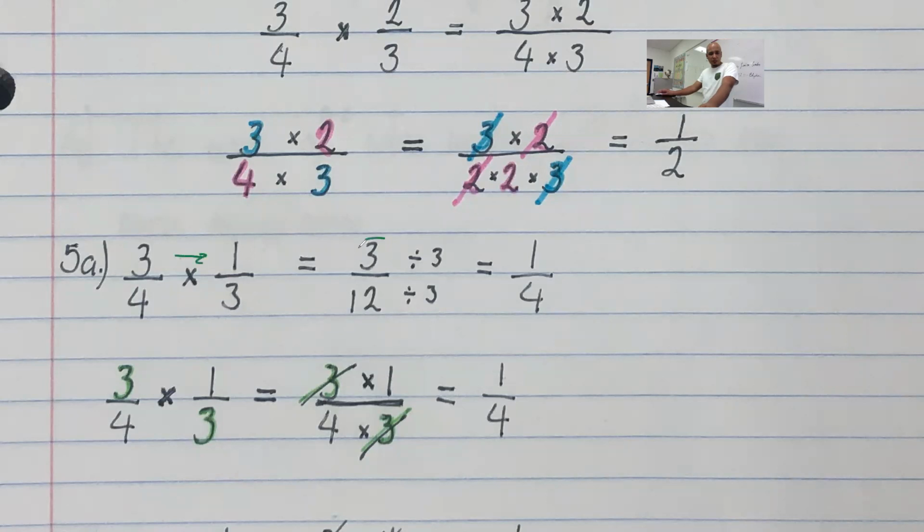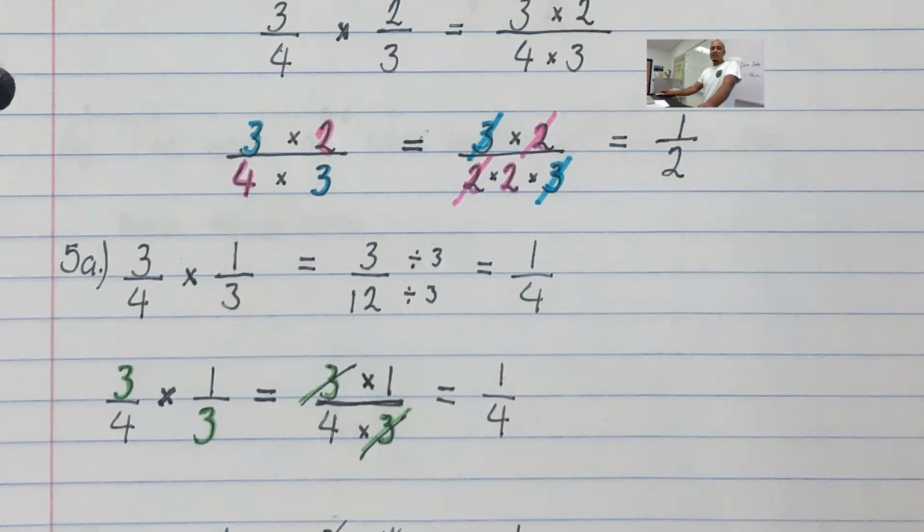Method number 1, 3 times 1 is 3. 4 times 3 is 12. And then to simplify, I can divide both of those by 3. And my final answer is 1/4. Is 1/4 less than 3/4? Yes. So it follows when I multiply 3/4 by something that is less than 1, in this case, a proper fraction, 1 out of 3, it gave me 1/4, which is less than 3/4.